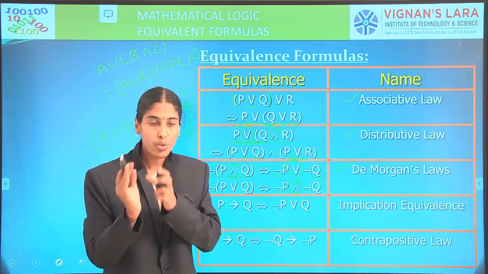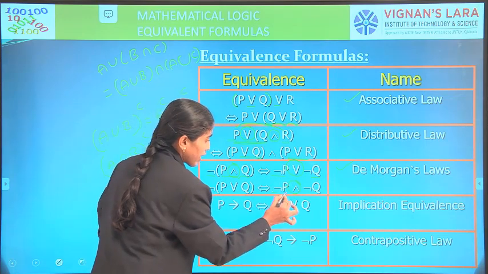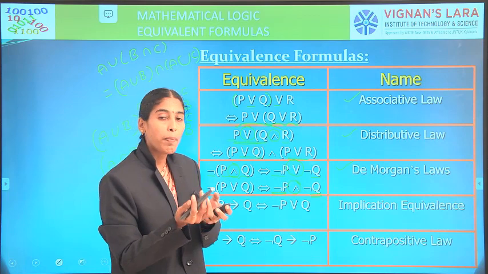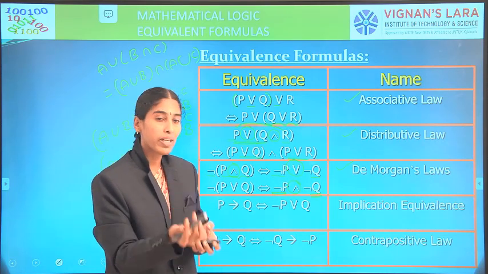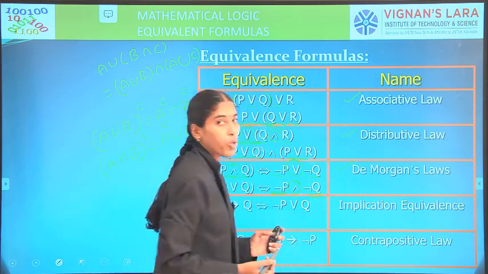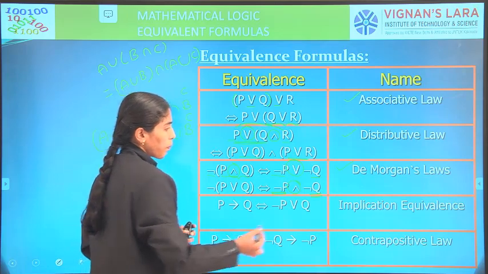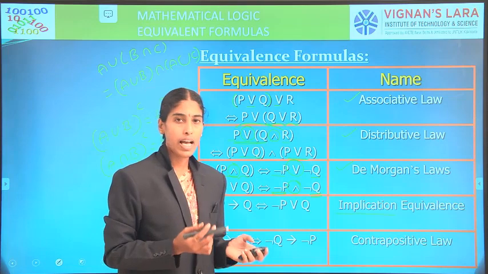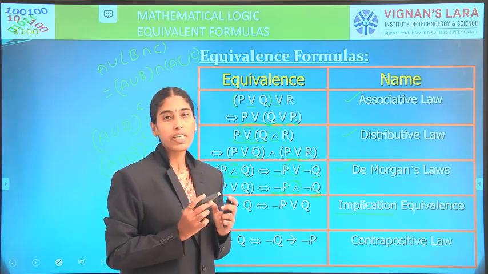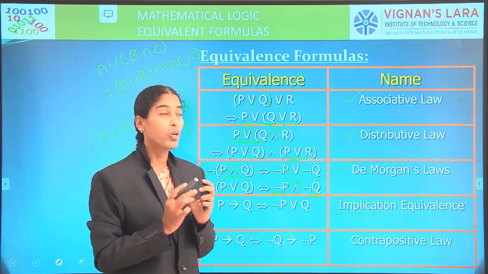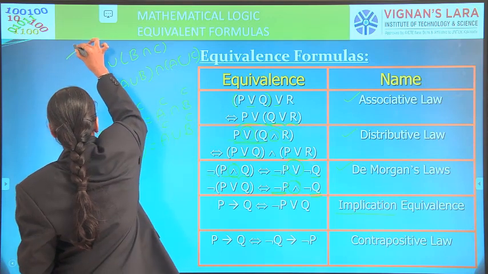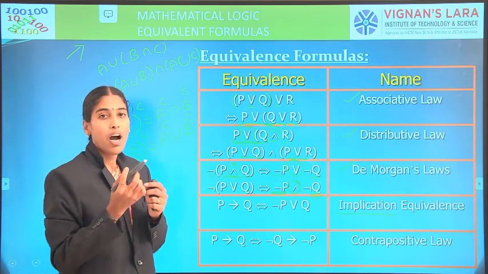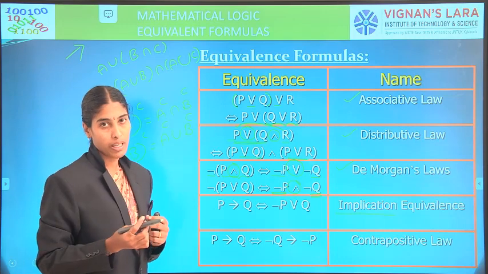Applying negation to each variable, AND becomes OR, and when we apply negation to OR, OR becomes AND. We call this De Morgan's law. Next one, implication equivalence. Why is it helpful? Implication equivalence is useful to change the conditional statement, otherwise the implication statement, in terms of OR symbol and negation, right?